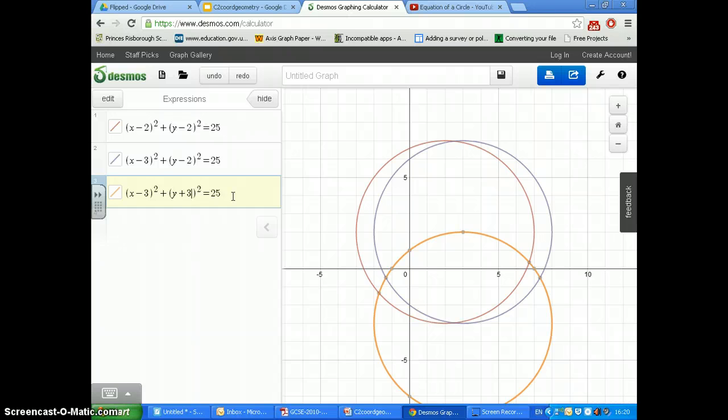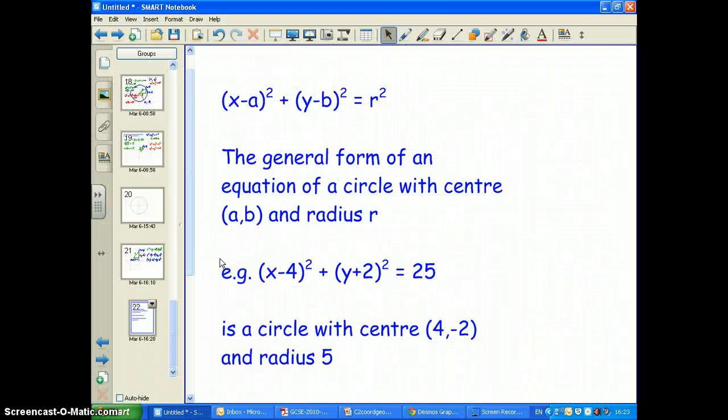So basically, x minus a squared plus y minus b squared equals r squared.